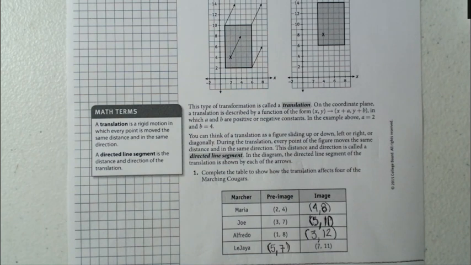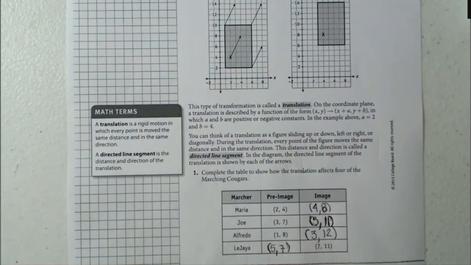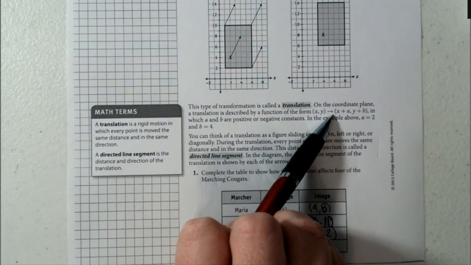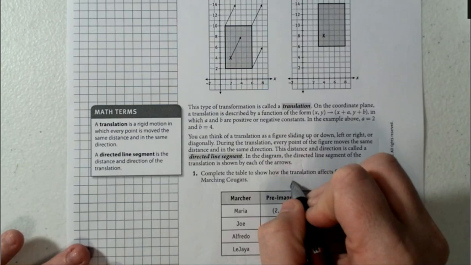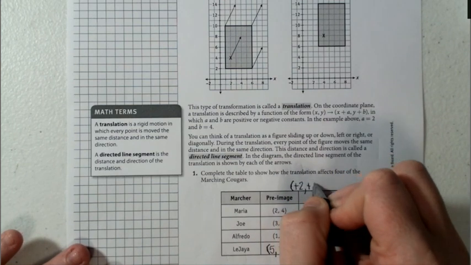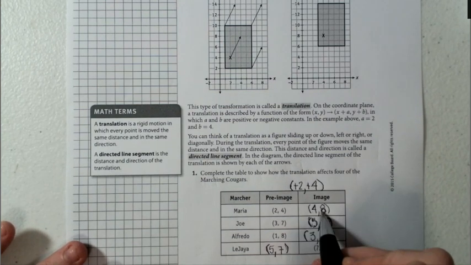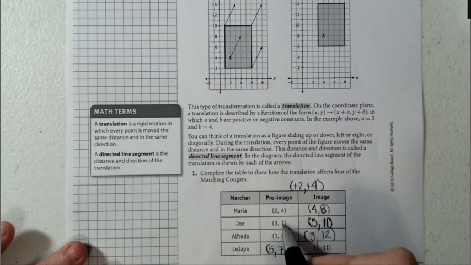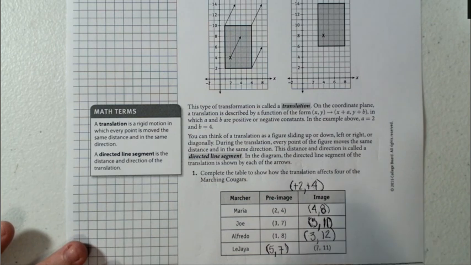All right, as you can see, the answers to question number 1 have been provided. For Maria, notice that it went from (2, 4) to (4, 8). That's actually where the X is in this coordinate grid up here. But remember, we said it's going to be x plus 2 and y plus 4. So I basically added 2 and 4 to each number. So 2 plus 2 is 4, 4 plus 4 is 8, 3 plus 2 is 5, 7 plus 4 is 11, 1 plus 2 is 3, 8 plus 4 is 12.